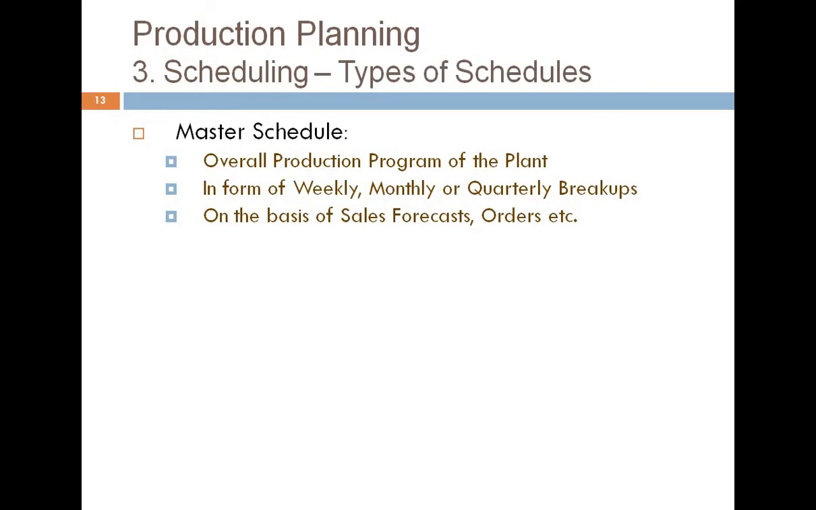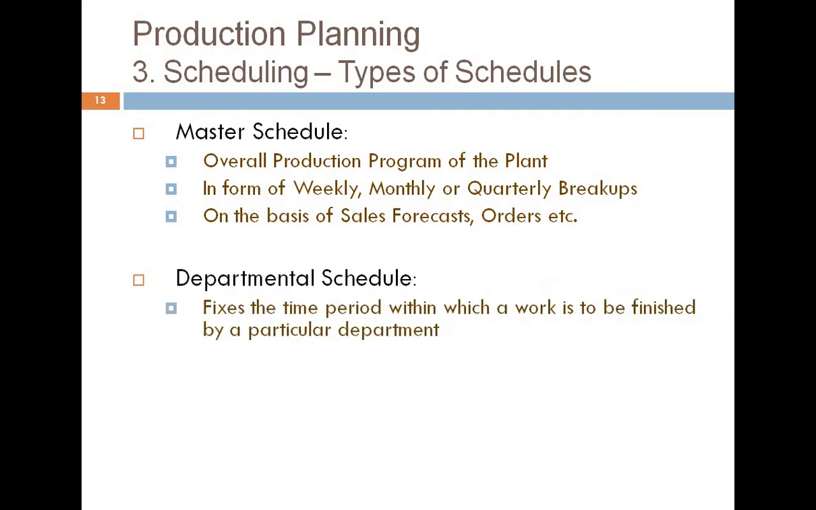These are the various types of schedule. The first one is the master schedule. It is the overall production program of the plant. It can be in the form of weeks, months, quarterly, half yearly, or yearly breakups, again on the basis of sales forecast and orders in hand. How much demand there is in the market, how many orders we have in hand right now, on that basis we plan weekly, monthly, quarterly. Just imagine, if we are going to have 12,000 units as finished goods in the entire year, then monthly it can be 1,000 per month that we are going to produce. So it's a master plan, right?